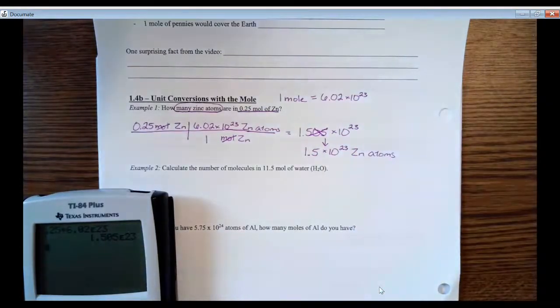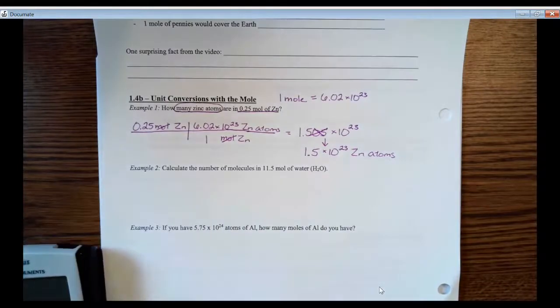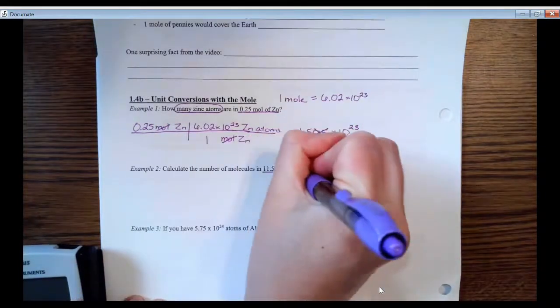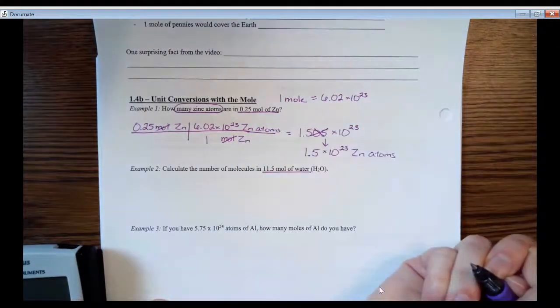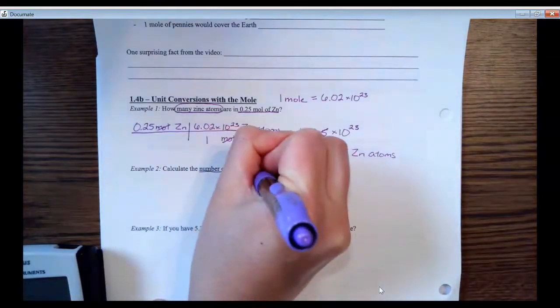Okay, so let's go ahead and try out number 2. Calculate the number of molecules in 11.5 moles of water. Okay, so again, we want to start by underlining our given. So 11.5 moles of water. And we want to circle what we are trying to find, which is the number of molecules.